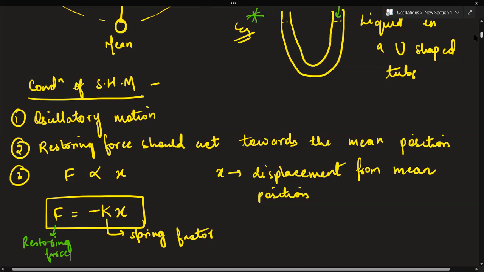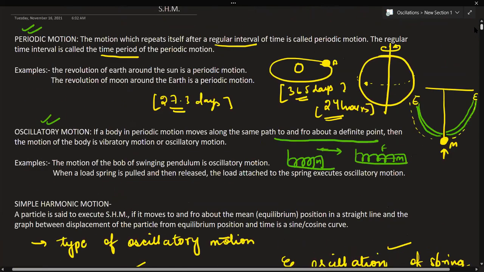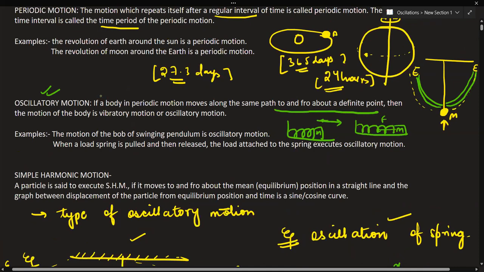Okay, see oscillatory motion, as we have discussed, is that if a body is in periodic motion, it moves along the same path, that is to and fro about a definite point. This to and fro movement, I hope you understand, like this. About the center point, the object moves like this. So this is known as to and fro, when the object moves back and forth from a point.